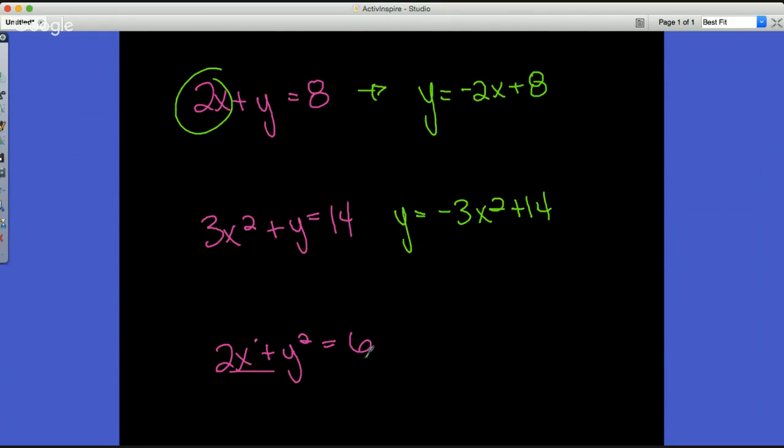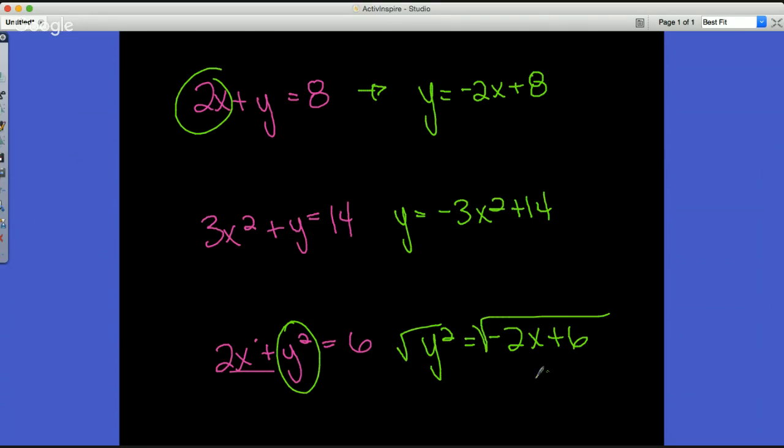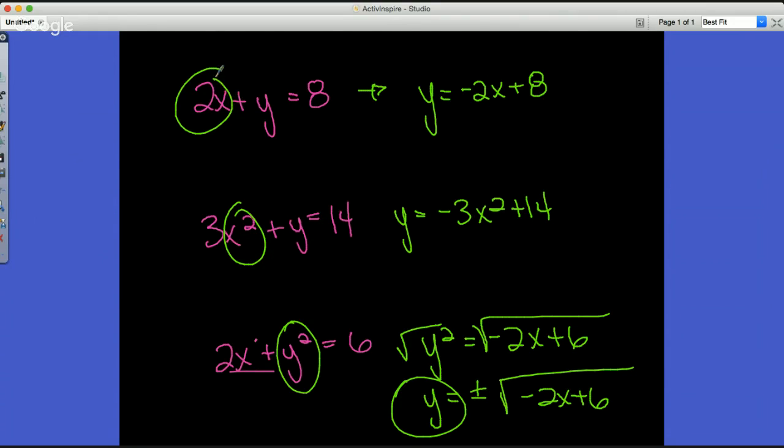This one's a little bit different. You can kind of note with the Y squared, but if I were to subtract X, it would be negative 2X plus 6. Now, this is where a lot of people struggle. I've got a square root to get Y by itself, and that equals Y equals plus or minus the square root of negative 2X plus 6. Now, you don't actually have to do this part. The important thing to note is what is occurring to the graph, right?